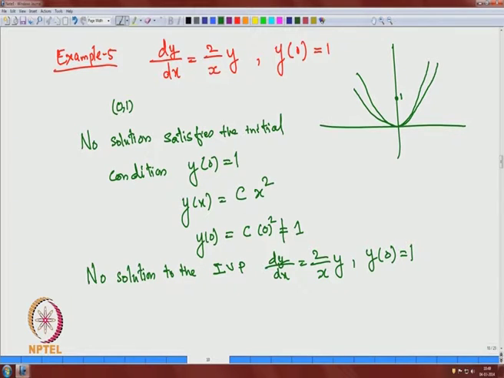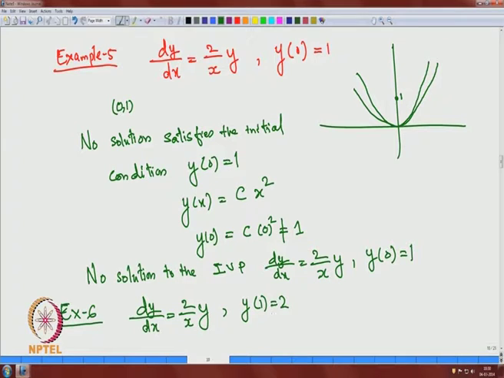And one more thing we observe, that if we change the initial condition for the same problem, say it's example 6, the same differential equation dy by dx is equal to 2 by x y, and y at 1 is 2, say for example. I am giving a condition at 1, which is a non-zero condition. The value is non-zero.